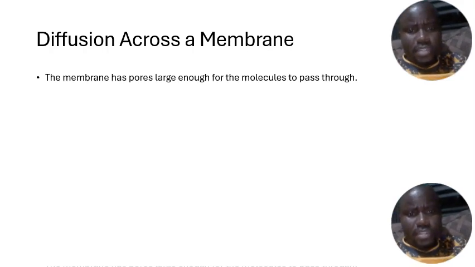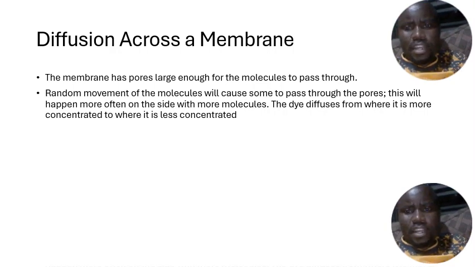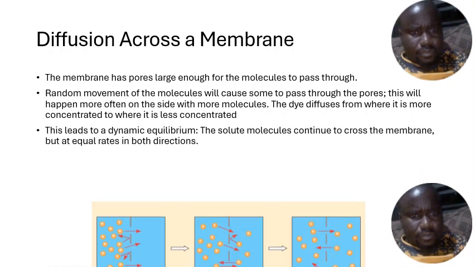And so what we see in terms of diffusion across the cell membrane is that the membrane has pores large enough that allow molecules to pass through, and because of random movement, some of these pores will end up having some substances crossing through them, and this will happen more often on the side with more molecules. And so if we had molecules that were colored with dye, we'll be able to notice how the colored ones will have moved, yes, in either direction, but mostly in the direction where there was less.